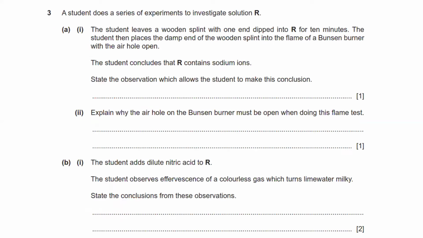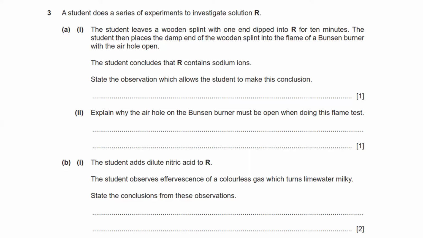So moving ahead, question number 3, it says a student does a series of experiments to investigate solution R. Part A, section 1, it says the student leaves a wooden splint with one end dipped into R for 10 minutes. The student then places a damp end of the wooden splint into the flame of a Bunsen burner with the air hole open. The student concludes that R contains sodium ion. State the observation which allows the student to make this conclusion.